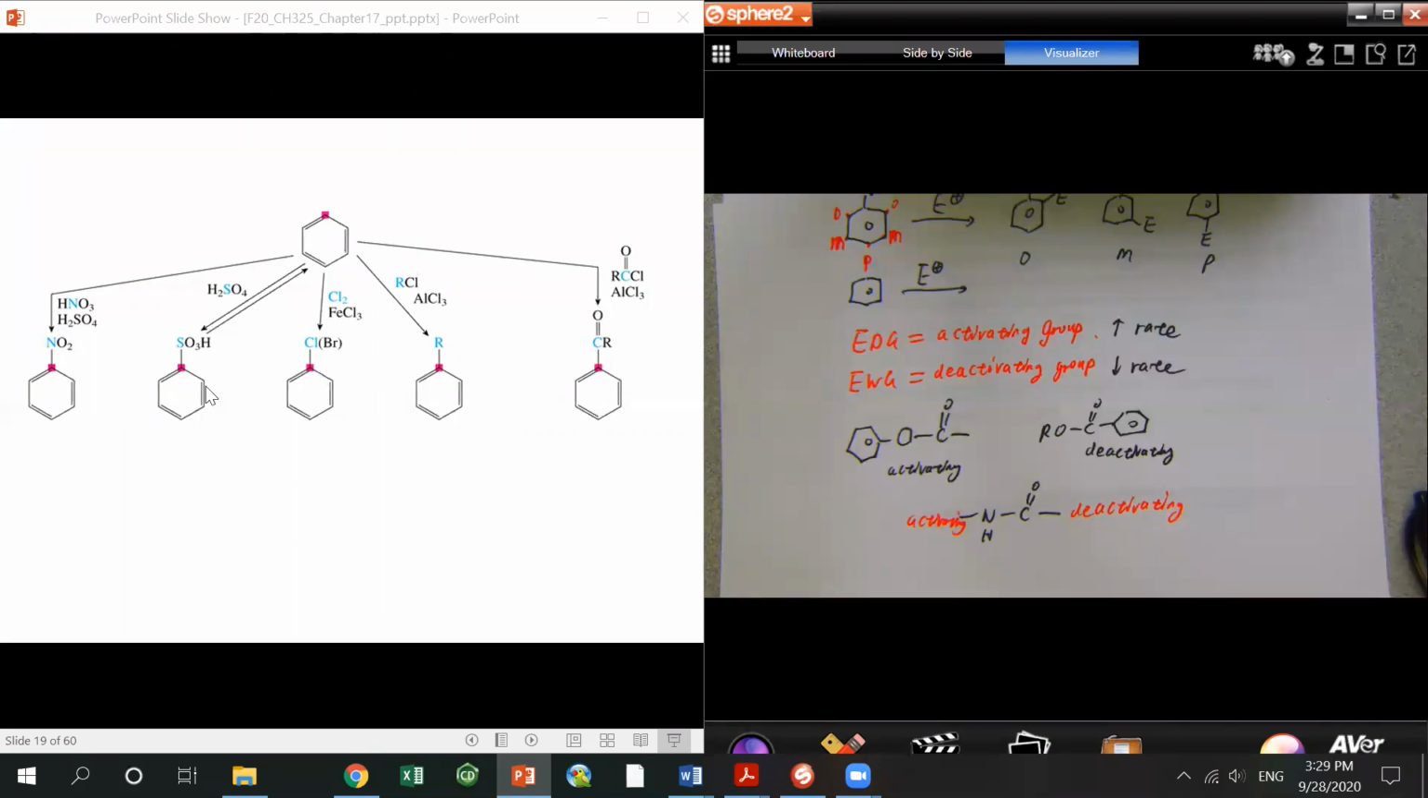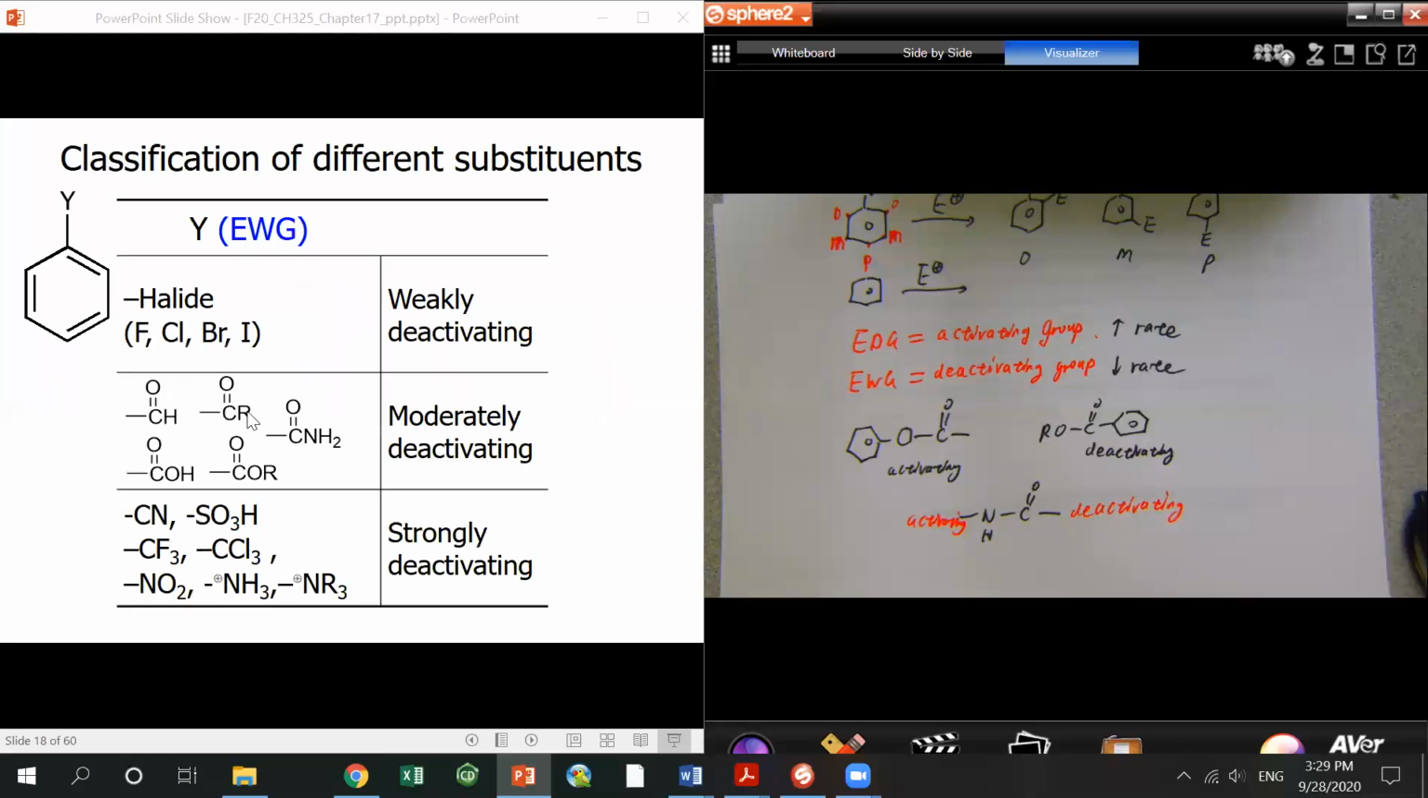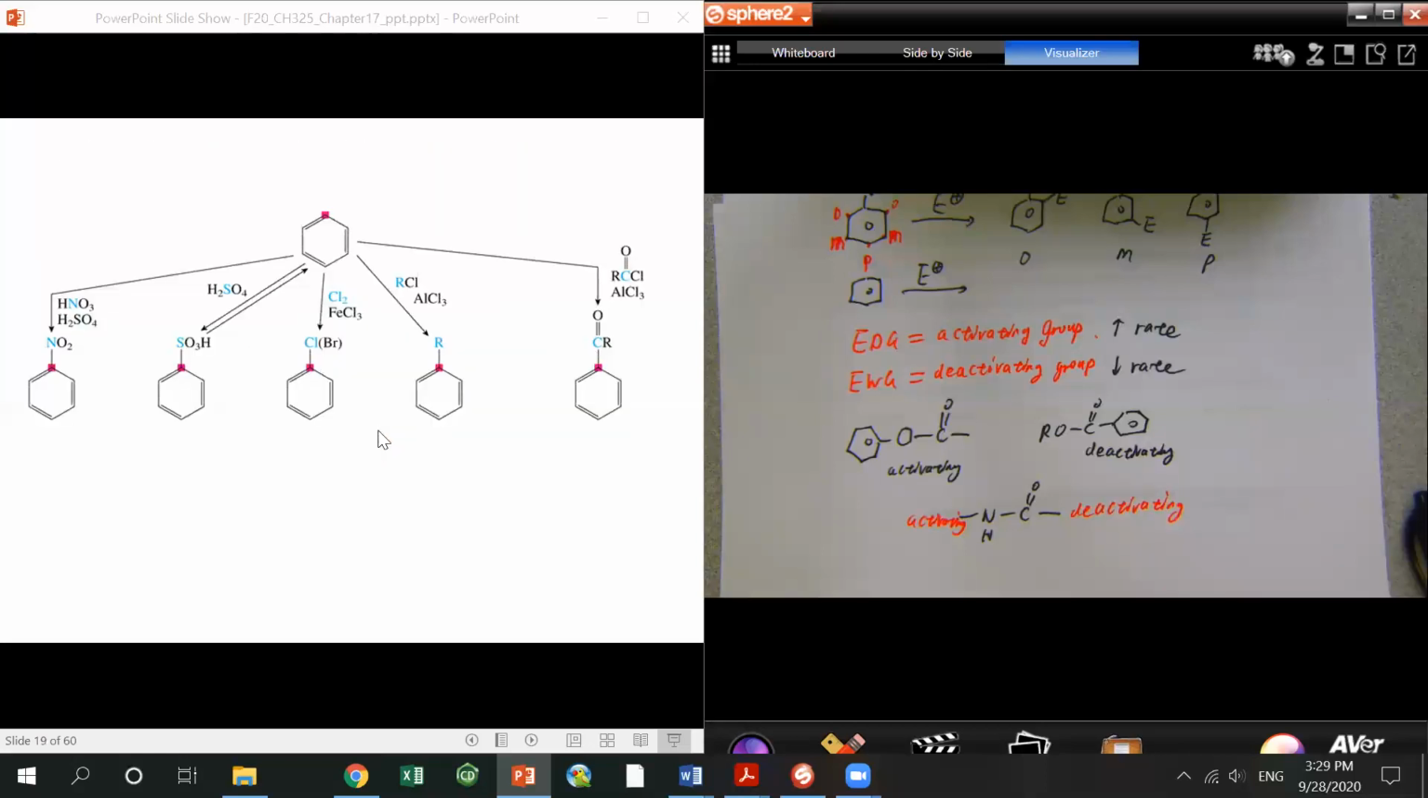You can find them here. If you put the deactivating group on the benzene ring, it makes the benzene less reactive, and in this case you cannot put a second one on. So with the benzene deactivated, the only exception is the alkylation reaction.